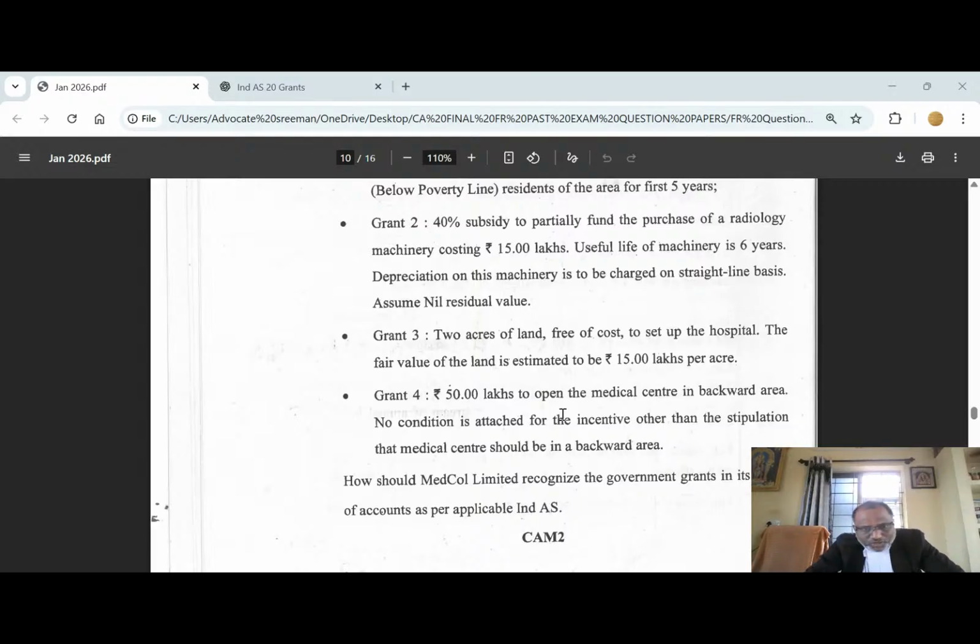Now we'll talk about Grant 3. Grant 3, 2 acres of land received free of cost. It is the fair value of land.